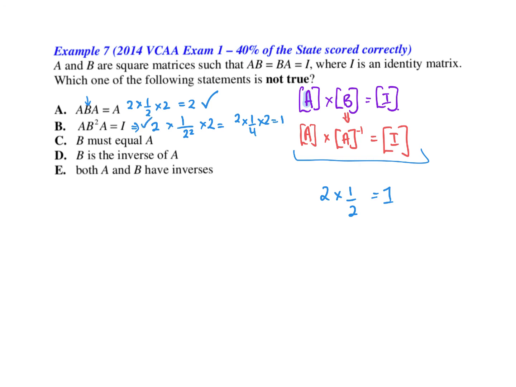The next one says that B must equal A. We know that is not true. We know that B is the inverse of A. That does not mean it's equal. They will look different. It's just the inverse. So this one's not true. And if you look at all the other statements, B is the inverse, yes, and both A and B have inverses. That's true because you can get an inverse. All right.